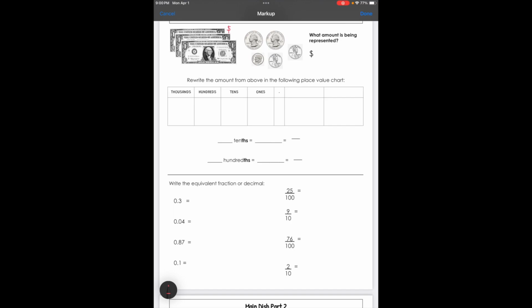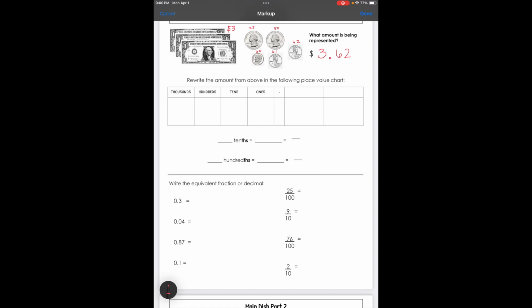I see I have 3 whole dollars, 25 cents, 50, this dime makes it 60, and then I've got 61, 62. So I should show $3.62. We're going to rewrite that amount into the place value chart.